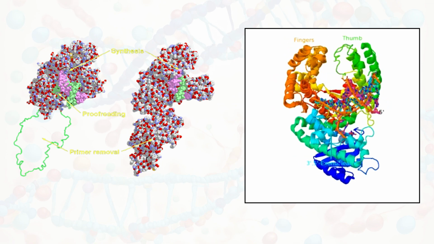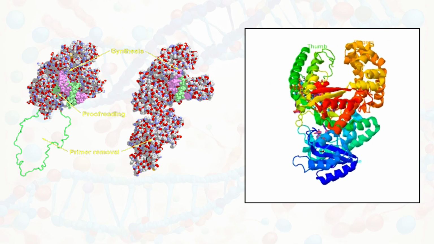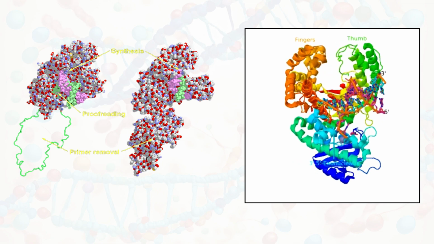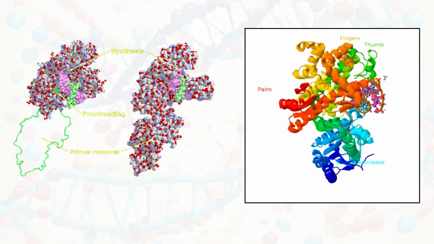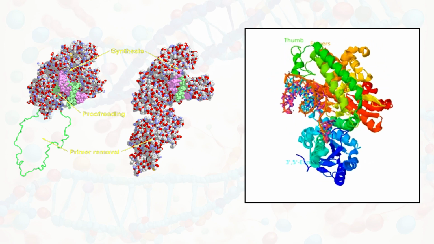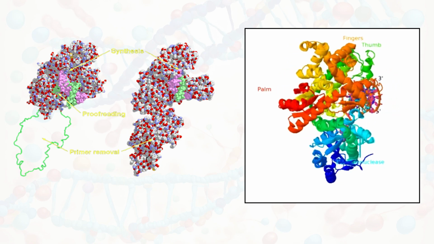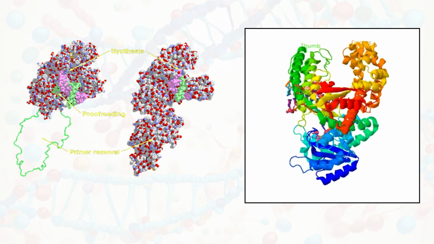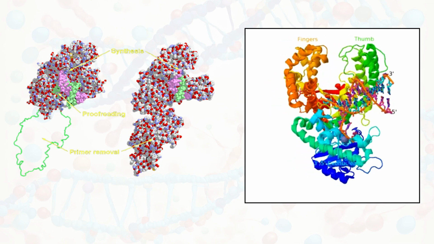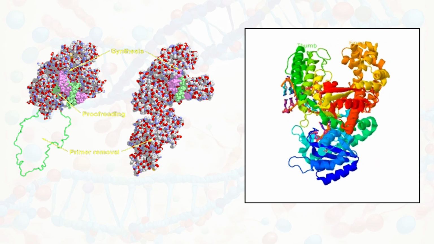This Klenow fragment is shaped like a cupped right hand, with enzymatic activity taking place in two places, separated by a distance of about 2 or 3 nucleotides. It is proposed that when the polymerization site senses a mismatch, the DNA is moved so that the 3' end enters the exonuclease site, where the incorrect nucleotide residue is then cleaved. Polymerization then continues.